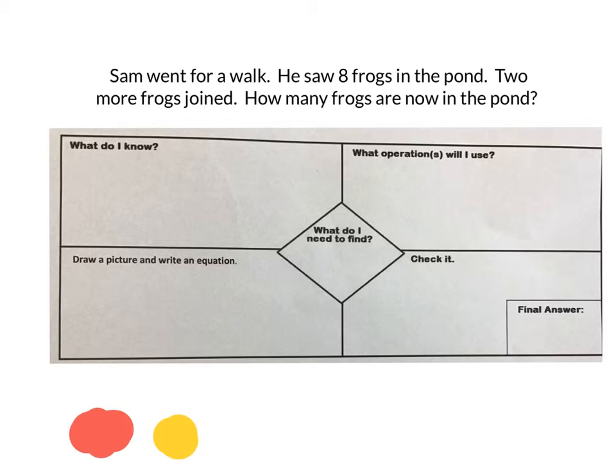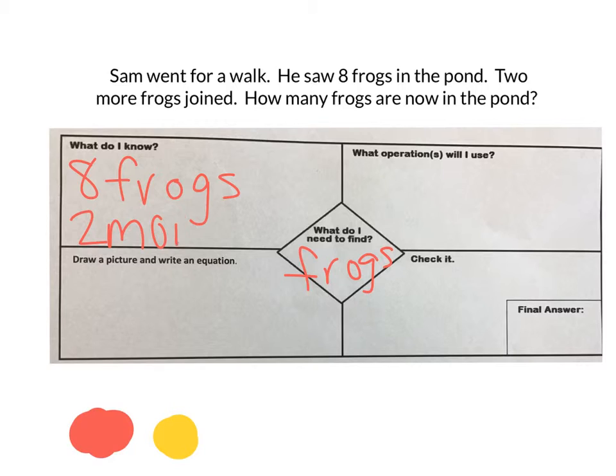Sam went for a walk. He saw 8 frogs in the pond. 2 more frogs joined. How many frogs are now in the pond? So what do I need to find? I need to find how many frogs are in the pond. I'm going to write frogs. What do I know? I know that Sam saw 8 frogs and 2 more joined. So 2 more. What operation will I use? I know if 2 more frogs joined, that means they came. So I'm going to write an addition symbol in that box.